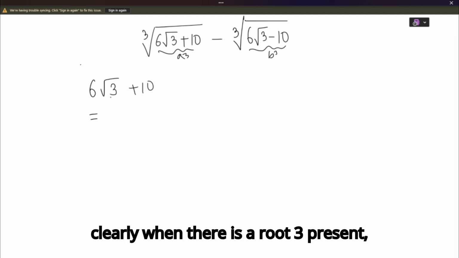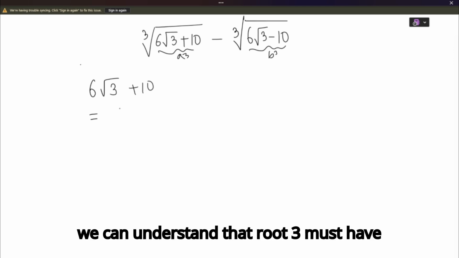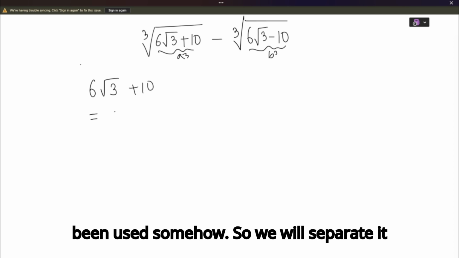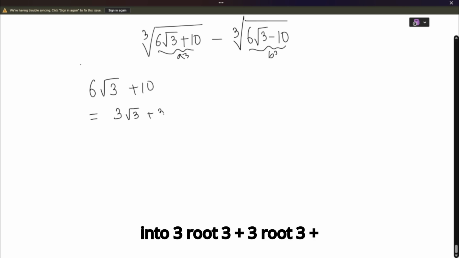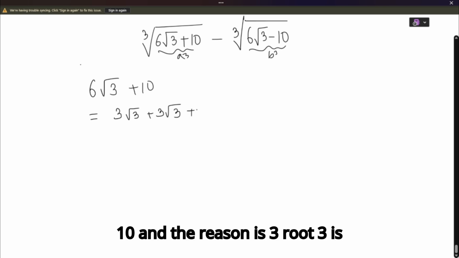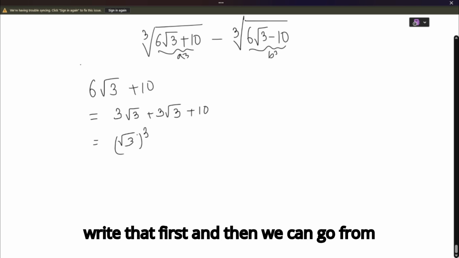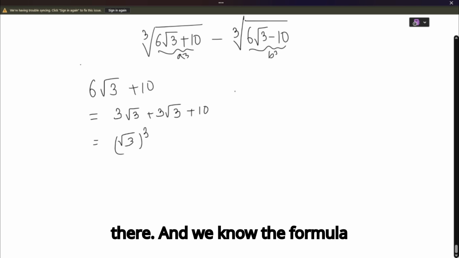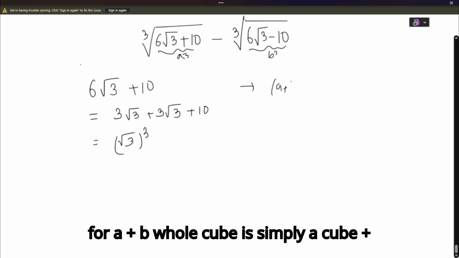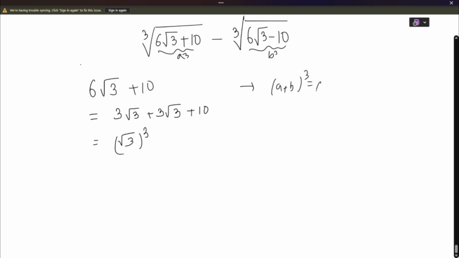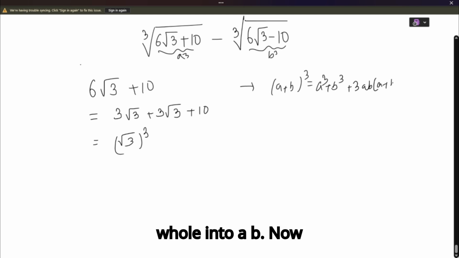So clearly, when there is a root 3 present, we can understand that root 3 must have been used somehow. So we will separate it into 3 root 3 plus 3 root 3 plus 10. And the reason is 3 root 3 is basically root 3 whole cube. So let's write that first, and then we can go from there. And we know the formula for a plus b whole cube is simply a cube plus b cube plus 3ab whole into a plus b.